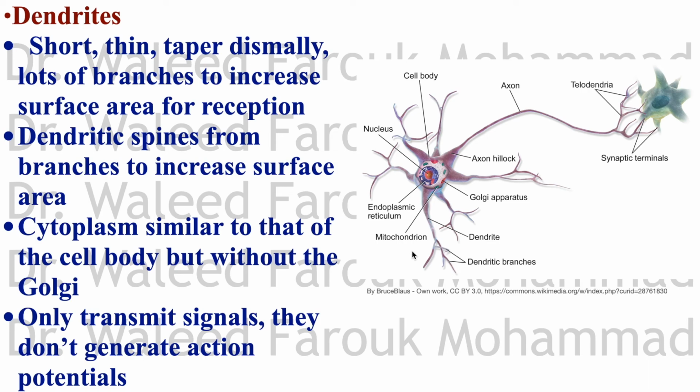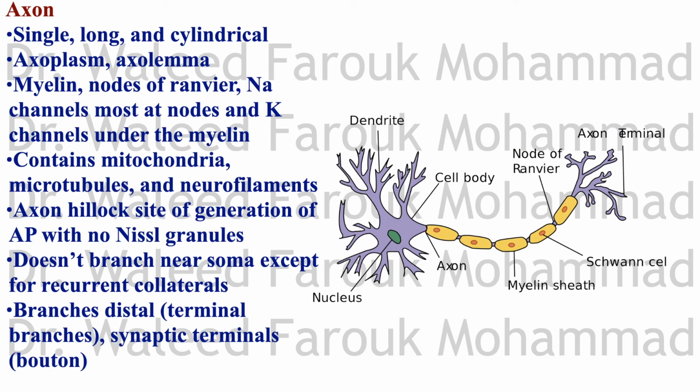The cytoplasm is similar to that of the cell body, but without the Golgi, which is present around the nucleus. And the dendrites only transmit signals. They do not generate action potentials. The action potential is generated in the axon hillock at the beginning of the axon. Dendrites do not generate action potentials.